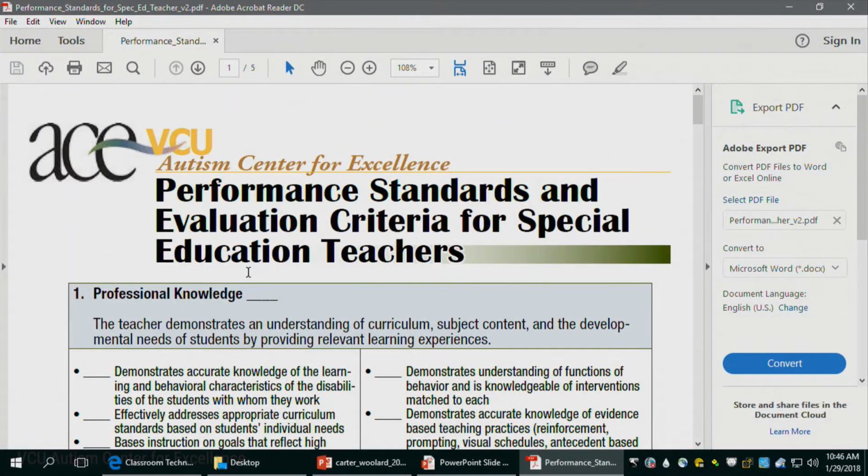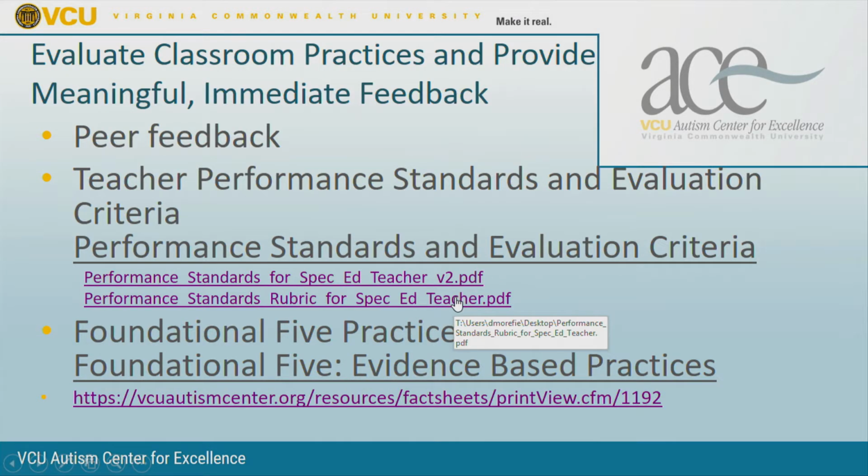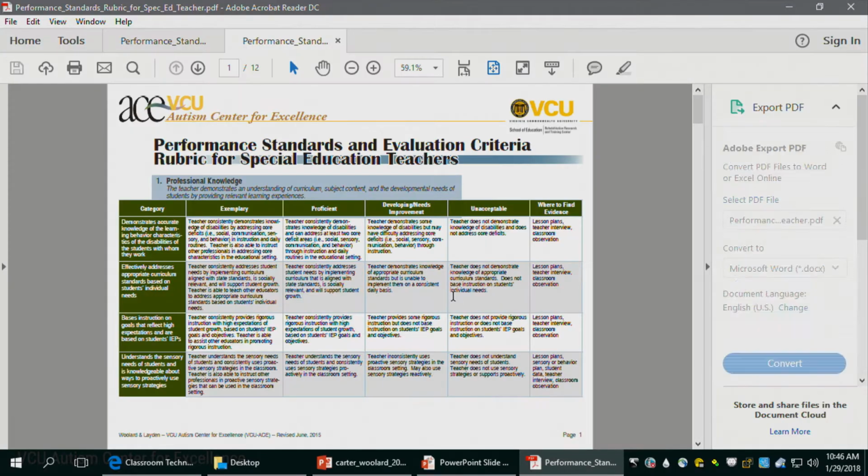So as an administrator, you can use this document as you walk into classrooms to see which of these indicators are present or are not present. Another tool that we have on our ACE website is the Performance Standards and Evaluation Criteria Scoring Rubric for Special Education Teachers. For those administrators who may not be as knowledgeable about some of the indicators in the Teacher Performance Standards, this rubric will help you identify and describe what some of those strategies and indicators might look like in the classroom, and help you as you evaluate where your teachers may be.